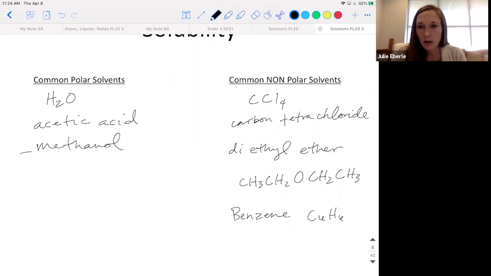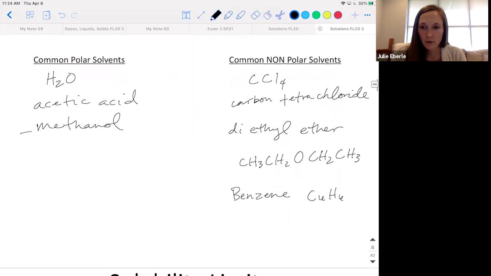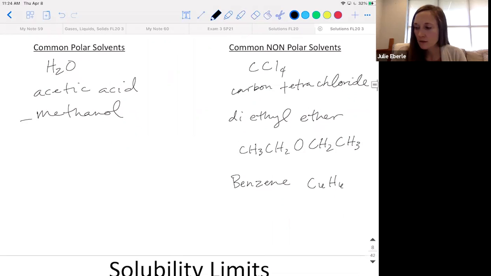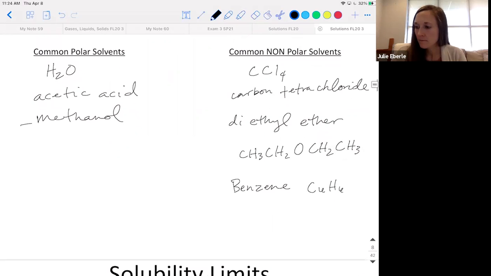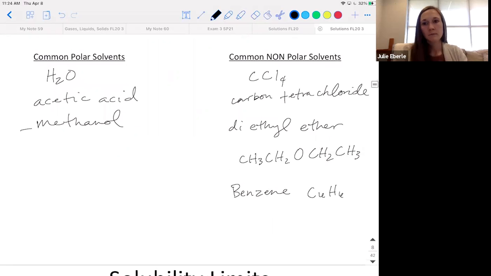Anything in addition to methanol, like ethanol, propanol, you may have heard those words before. Those are also polar, but I'm not going to give you too extensive of a list. Okay, everybody got that written down?